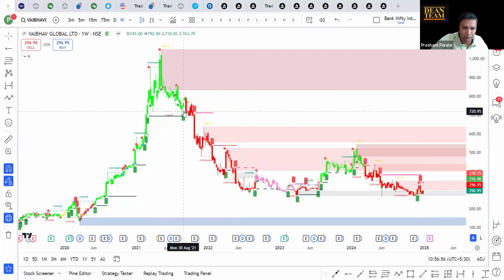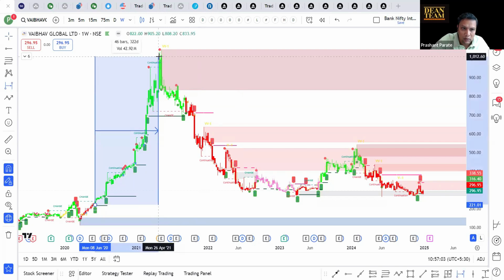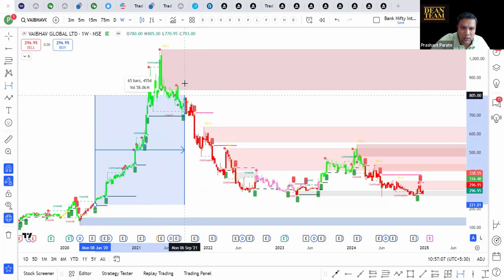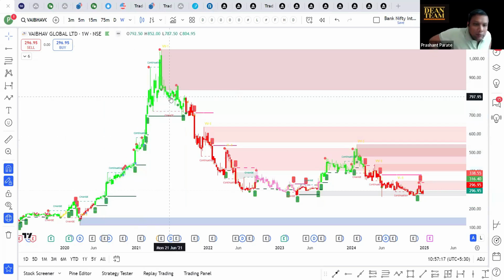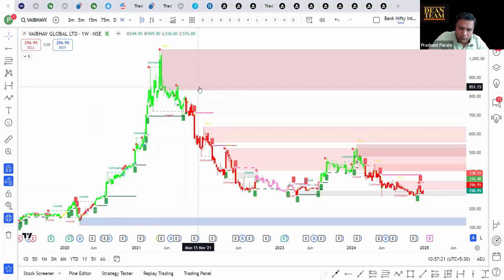Exit kar lo, ho gaya kaam. If you are not able to exit here, that is fine. How many candles? This is 46 candles here. This is 65. Sometimes it may be less, sometimes more, but at 60 to 80 candles and a climactic move visible, one can exit, at least do part profit booking, and exit the remaining below any buying area. So red candle, just exit here.